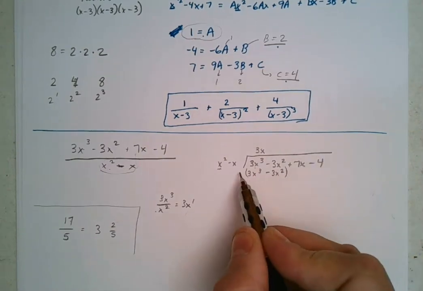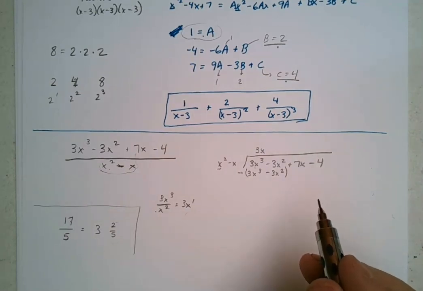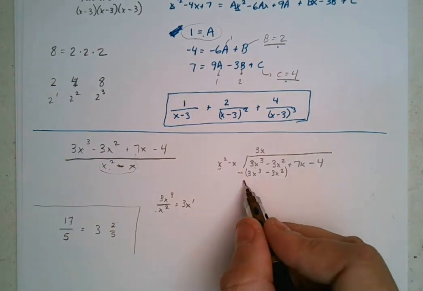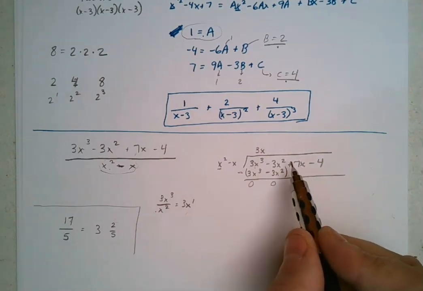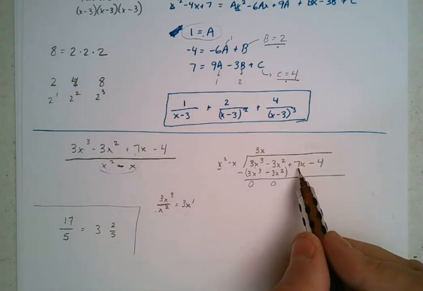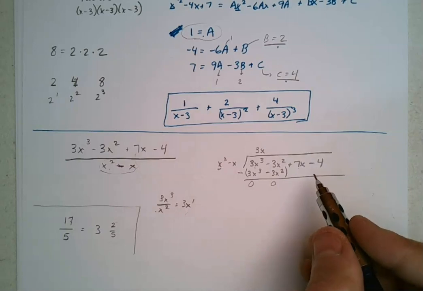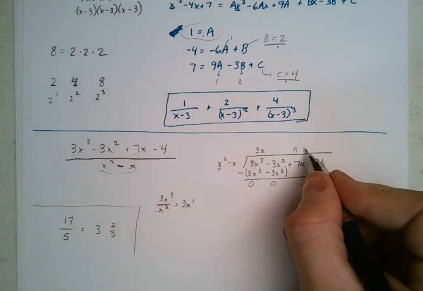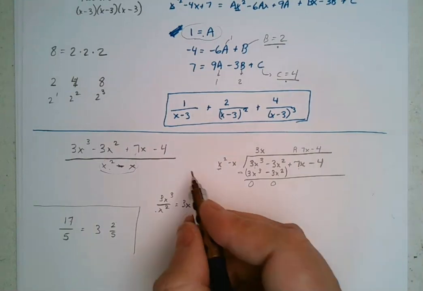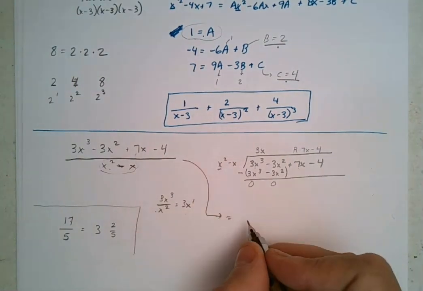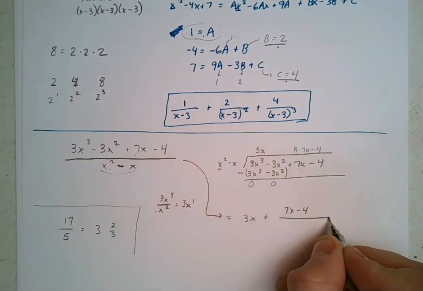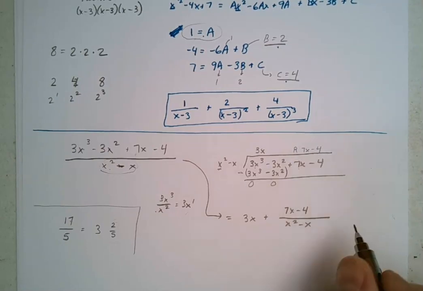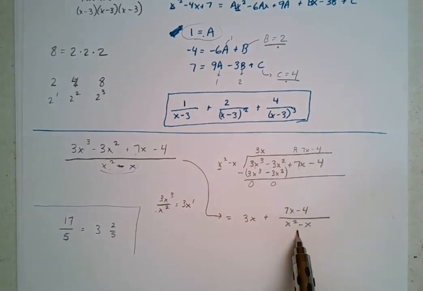Then we subtract. Always make sure you subtract. Lucky for me, both of these go away. So then you ask yourself, how many times will x squared go into 7x? Well, it won't. So that means my remainder is 7x minus 4. So this fraction here is equal to 3x plus 7x minus 4 over x squared minus x. And now we're going to do partial fraction decomposition on this fraction.